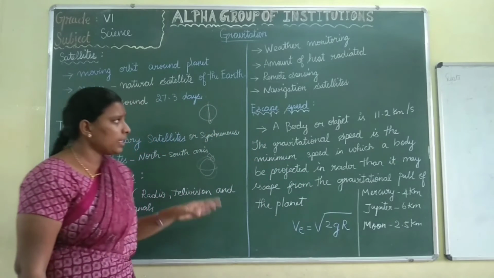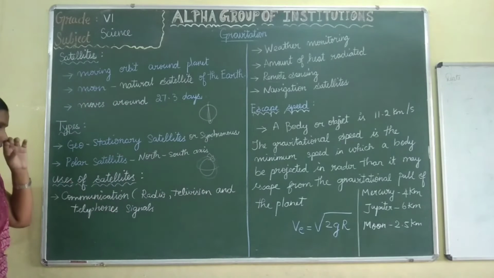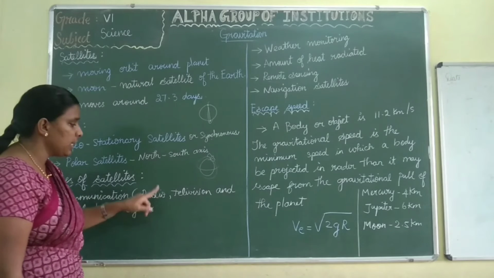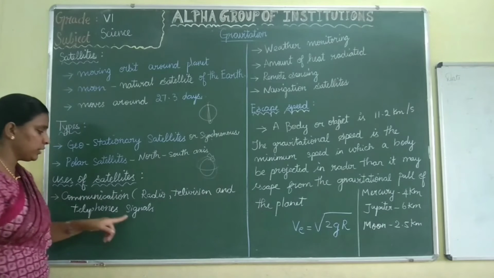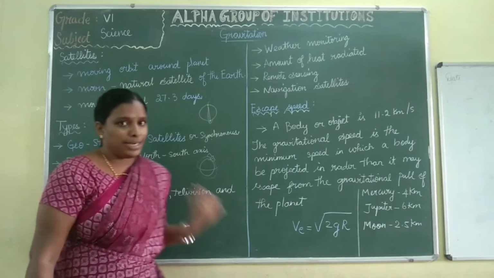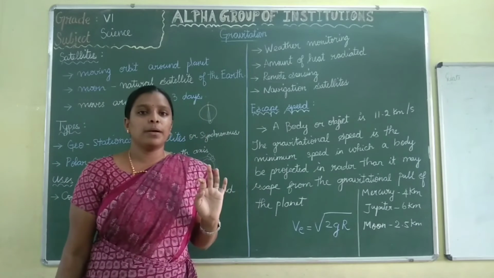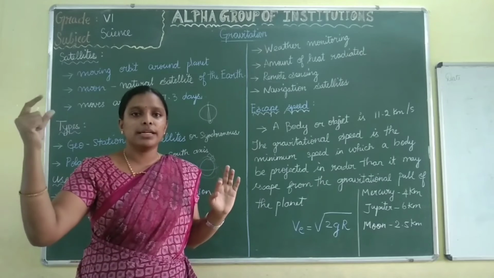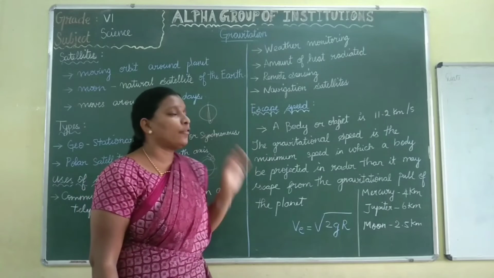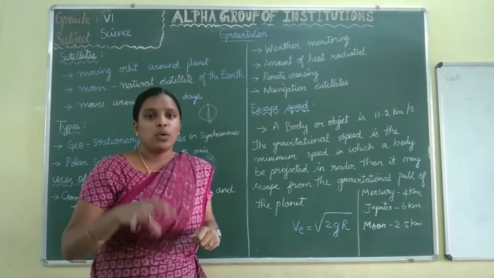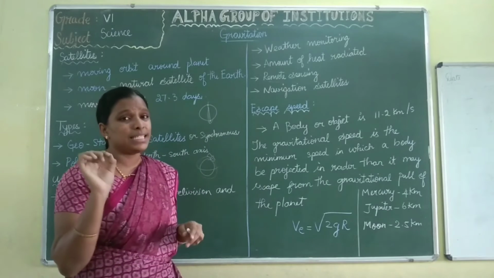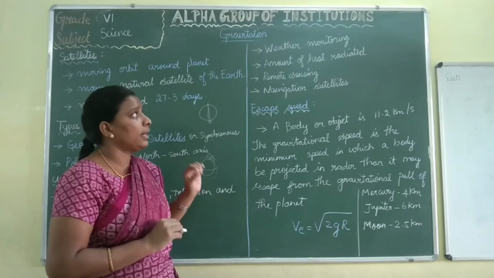So this is what the uses of satellites are, just in general. What is the first? It is communication. Communication means radio, television, and telephone signals. Not only telephone signals, even the mobile phone we are using now works by satellite signal. The signal is passed from one person to another. Then weather monitoring, the amount of heat radiated, is nothing but weather. What is the weather we are going to have today? If it is going to be Sunday, everything will be said in detail, even the time, clearly.